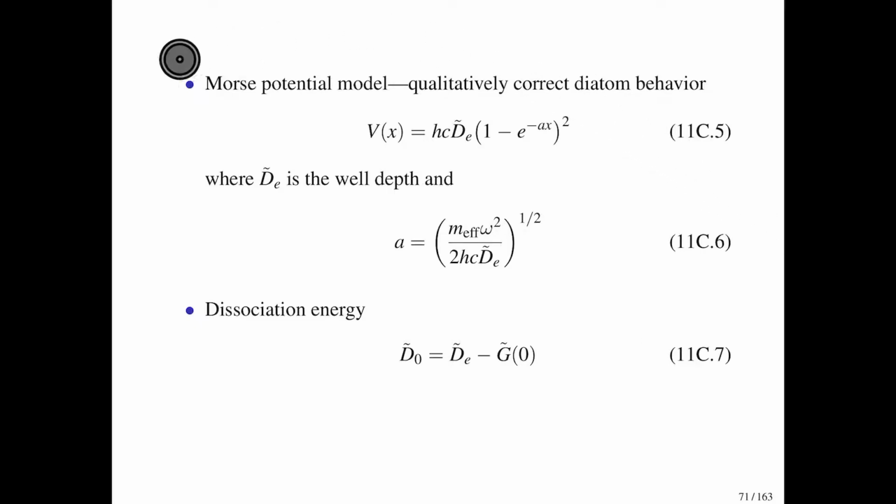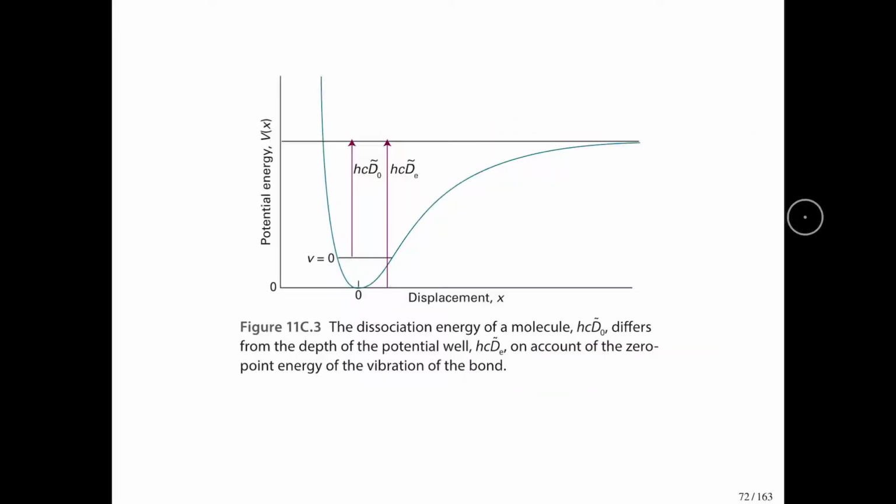One way of doing that is to adopt a different potential energy function. A commonly used one is called the Morse potential model. You see that it's a more complicated function. However, it does give qualitatively the correct potential energy curve for a diatom. It features a couple of parameters. It features a well depth parameter, and it also features a shape parameter here that affects the width of the well. Let me turn to the picture here, just so you can see it.